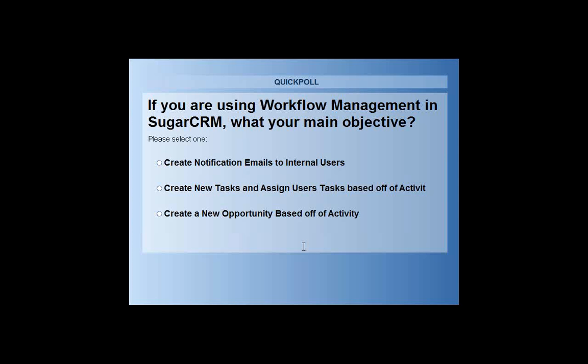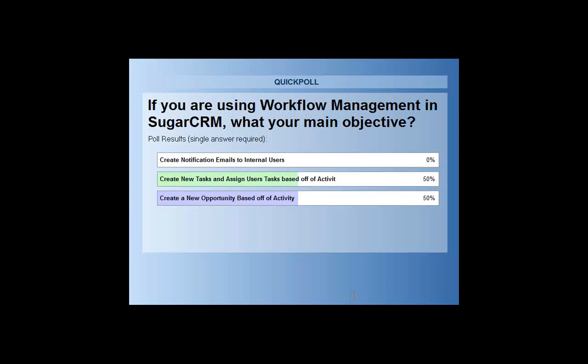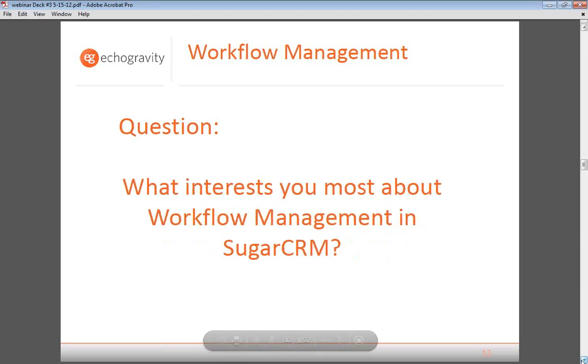Just going to give it a few more seconds, waiting for some more people to vote. Okay. All right, I'm going to close the poll now. And let me share those results with you. Can you see those, Brian? Actually, I can't, and I don't know if I'm looking in the wrong place. Okay. 0% for create notification emails to internal users. 50% said create new tasks and assign users task-based off of activity, and then another 50% said create a new opportunity based off of activity. Excellent. So, well, let's start to get into that stuff here.